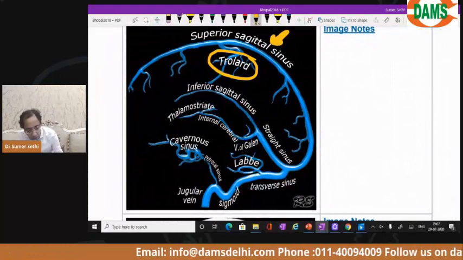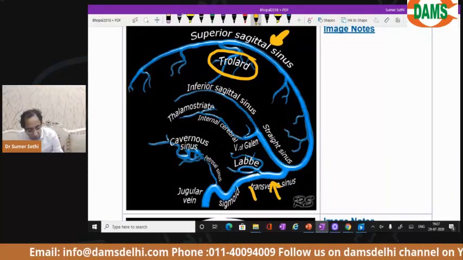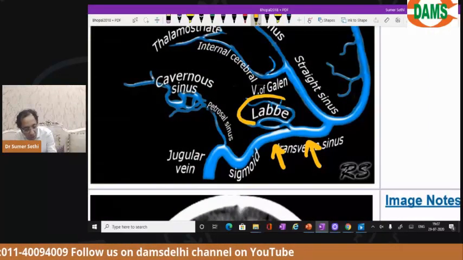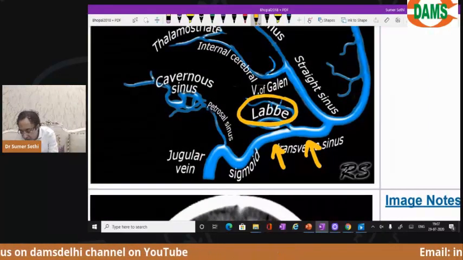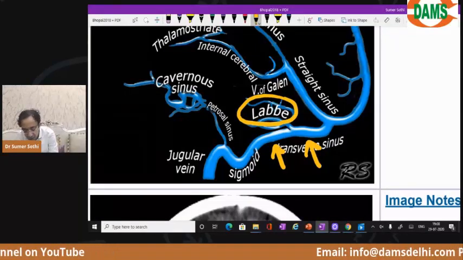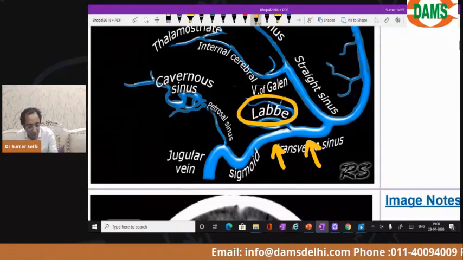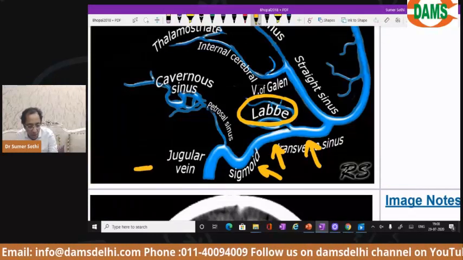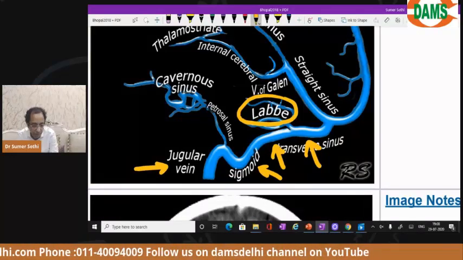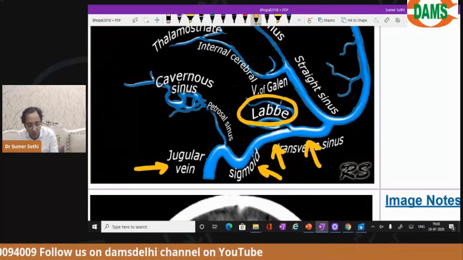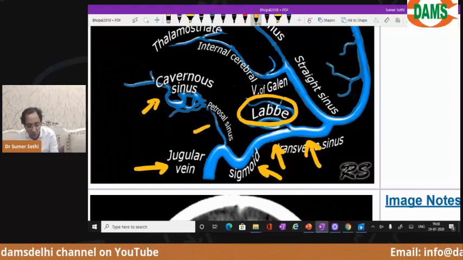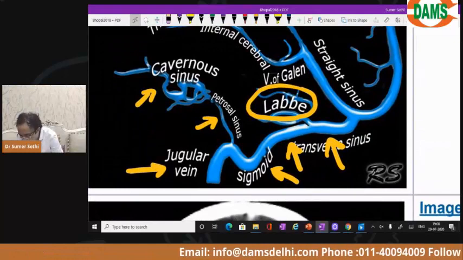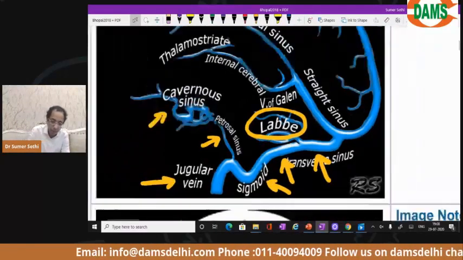Now see, this is your transverse sinus. The transverse sinus has a superficial vein called the vein of Labbé, which drains into the transverse sinus. The transverse sinus will further drain into the sigmoid sinus, and the sigmoid sinus will drain into the jugular vein. The sigmoid sinus is connected to the cavernous sinus via the petrosal sinuses. We can see this here. Are you clear? Okay.